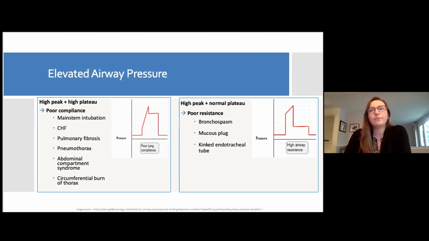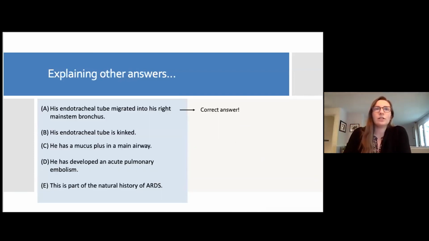On the other hand, if we had a high peak pressure but the plateau pressure was normal, this would indicate that that peak pressure was being driven higher by the resistance. And then we would be thinking about causes of poor resistance, like bronchospasm, mucus plugs, and kinked endotracheal tubes. So if we look at the questions again, the first answer, A, is correct, because as we know, that would cause both an elevated peak airway pressure and an elevated plateau pressure.